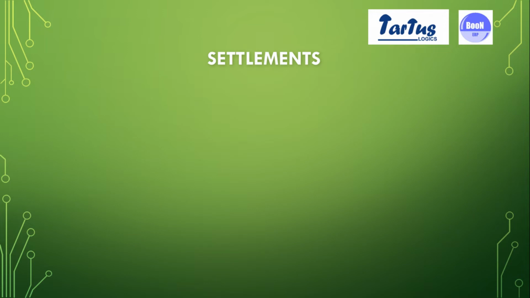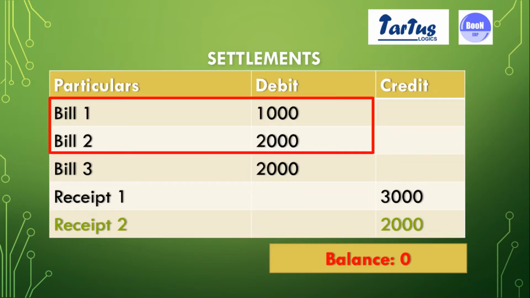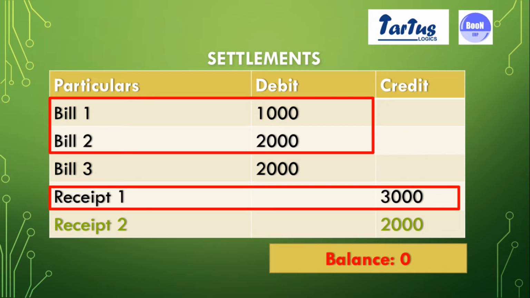Settlements. If the transactions are few, we can easily make out the settlements from the ledger itself. But if the volume of bills and receipts is large, it will be difficult to find which receipt belongs to which bill. Here settlements come into the picture.